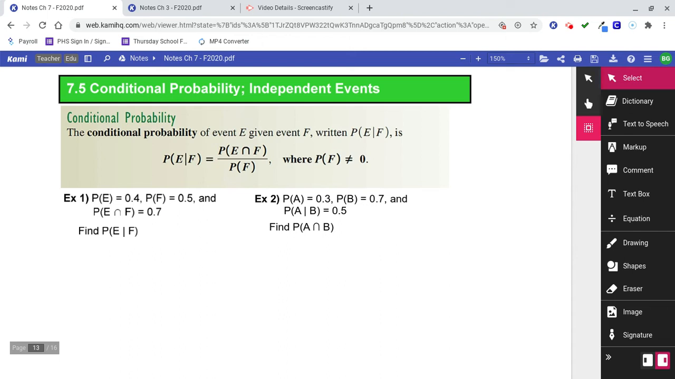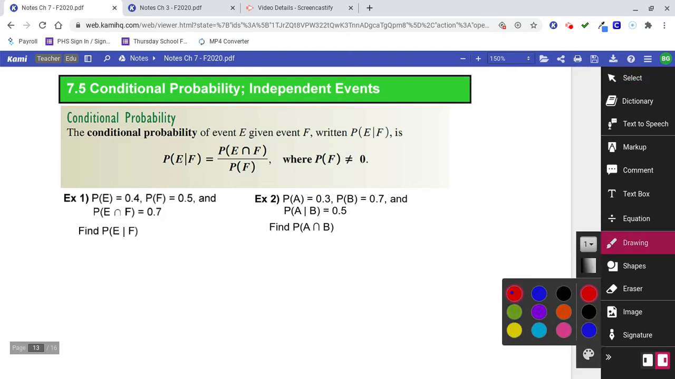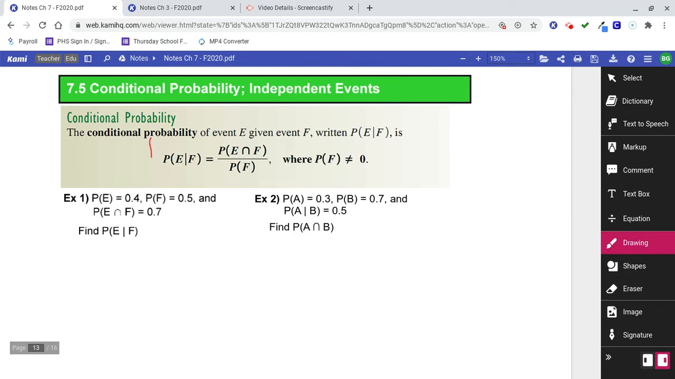7.5, conditional probability and independent events. Conditional probability, we've got a formula, and that formula looks like this. Now you're going to notice a new symbol, that vertical bar right there. And that vertical bar is read as given. Okay? So it says the probability of E given F. We're finding the probability of E happening given that we know that F has already happened.